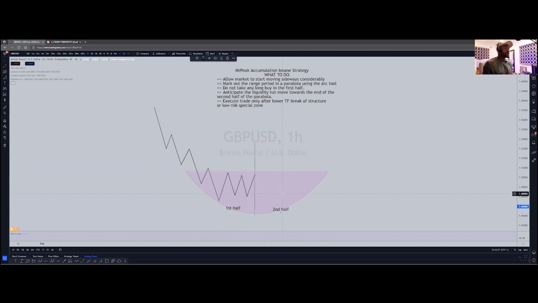The only time you should prepare for a long trade is towards the end of the second half of the parabola, which is somewhere around there. So you start looking at what market wants to do. What happens in this place is usually phase A and phase B of the accumulation process. That simply means that somewhere here we might have our selling climax.